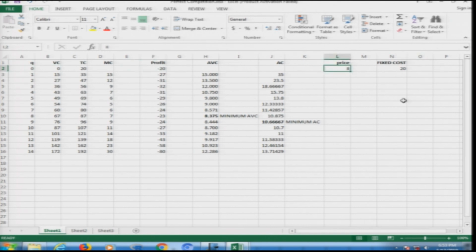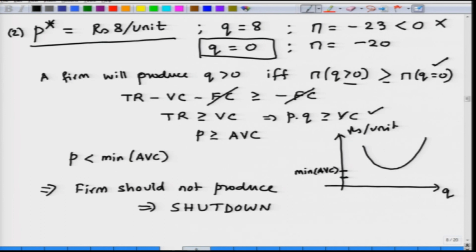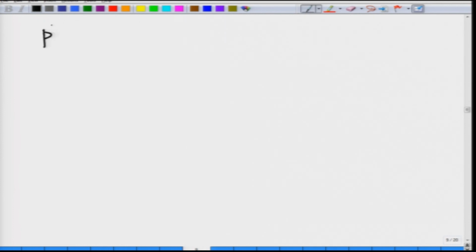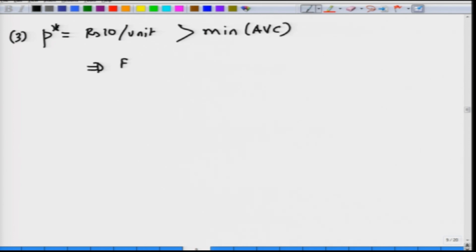Finally, let us take a price which is in between the minimum AVC and the minimum average cost. So, let us take a price which is equal to 10 and see what happens. If I take a price P star which is equal to rupees 10 per unit, notice this price is greater than the minimum average variable cost. So, it tells us that the firm will produce. The question is how many units will it produce?